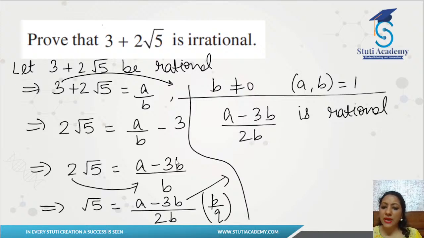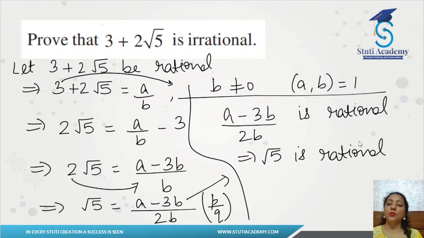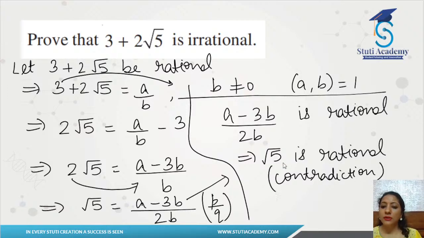Now children, if this is rational, we can say that root 5 is also rational because that's equal to root 5. So we can say that root 5 is rational. But that's a contradiction. We know that square root of all the prime numbers, they are irrational numbers. So that's a contradiction. So our assumption was wrong. That means right in the beginning, if we said that 3 plus 2 root 5 is a rational number, that's a wrong statement. So we can conclude 3 plus 2 root 5 is irrational.